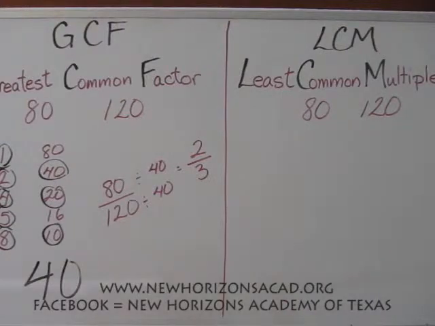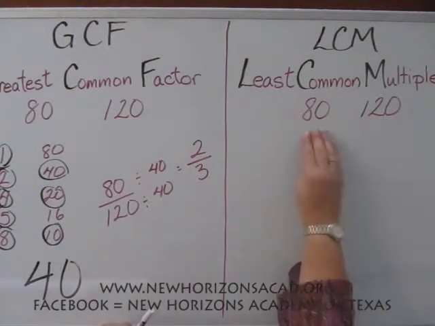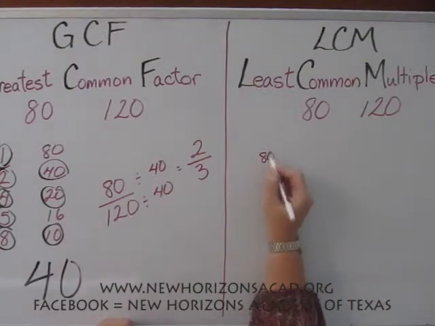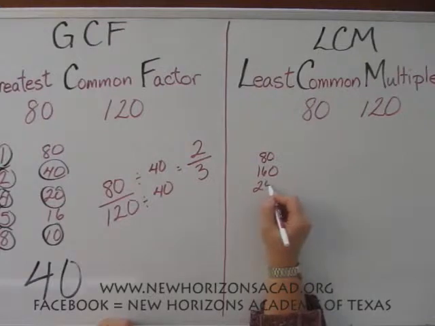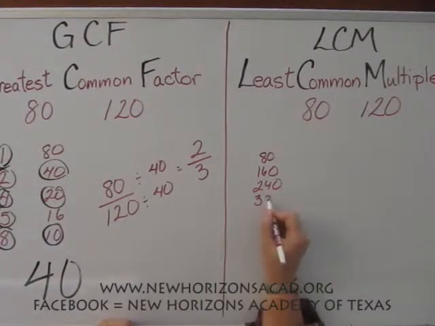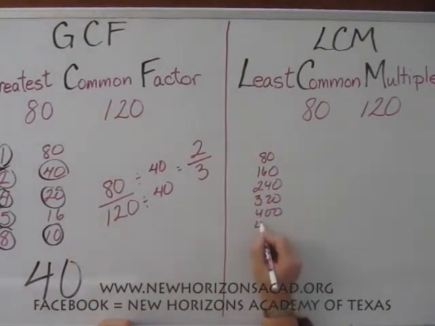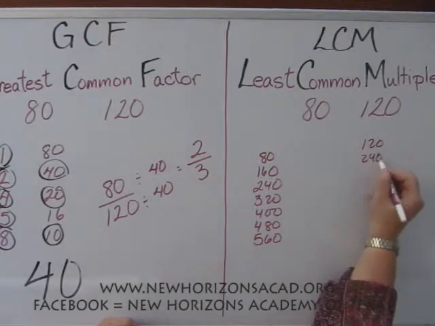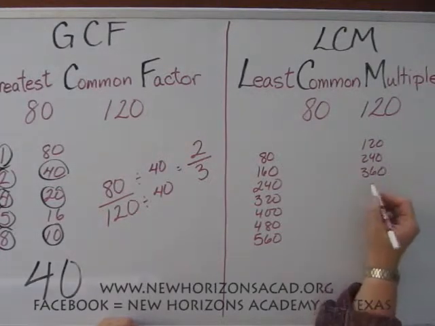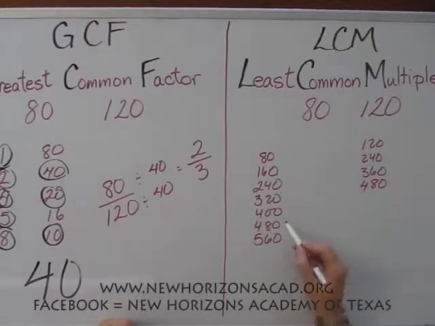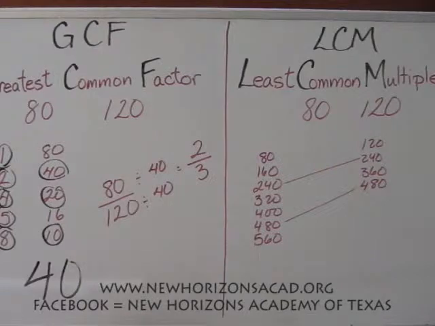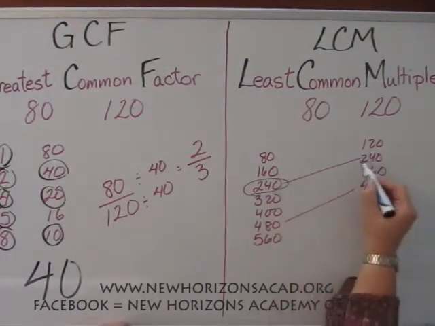Okay, least common multiple. This means I'm trying to find a multiple of 80 and a multiple of 120, and the smallest I can find. So that would be 80, 160, 240, 320, 400, 480, 560, etc. 120, 240, 360, 480. I've already found some here, right? The smallest multiple they have in common is 240.